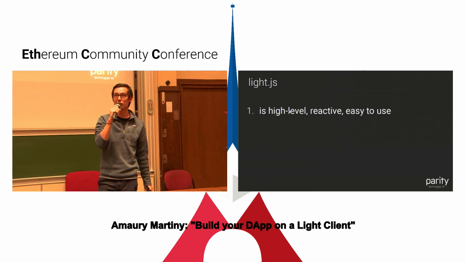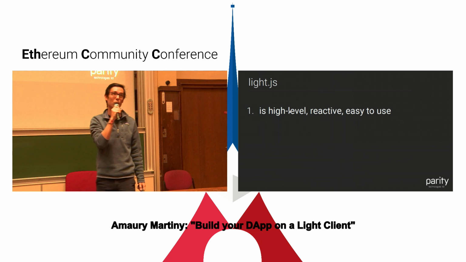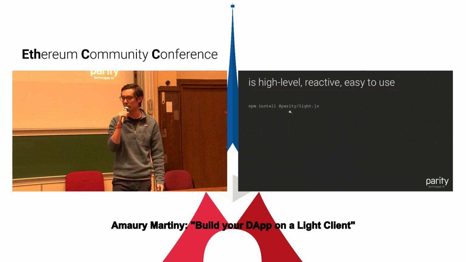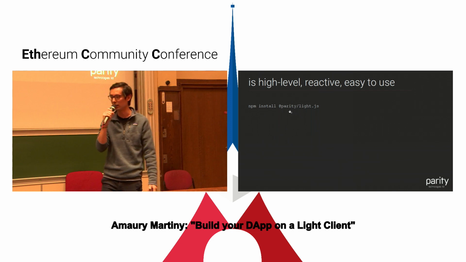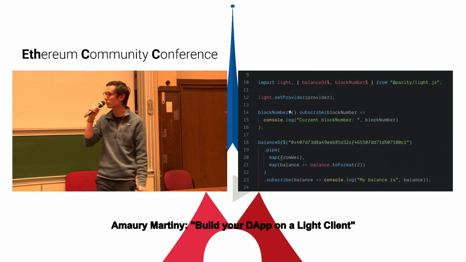So light.js, concretely, what is it? It's a JavaScript library. It's high level, it's reactive, it's easy to use. That was our first objective when creating light.js. So as easy as npm install at parity /light.js. So here's some code on how to use it.